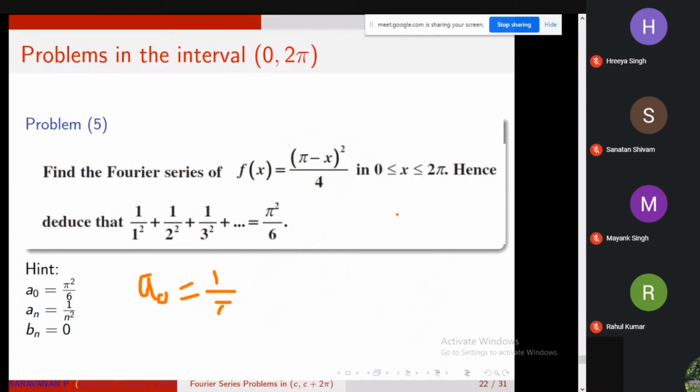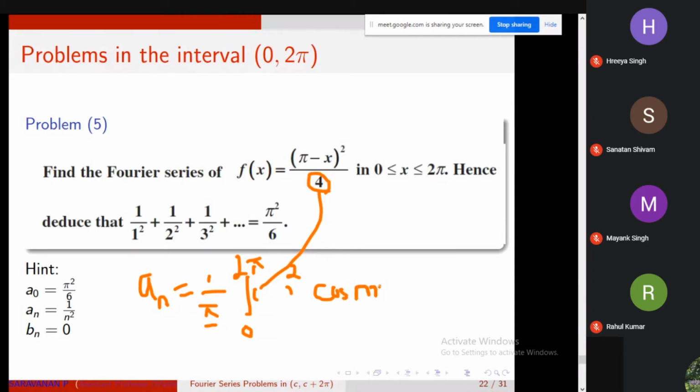Next, when you compute an, what is the formula for an? 1 by pi, integral 0 to 2 pi, f of x cos nx dx. In f of x, the 1 divided by 4 is a constant that you can take out. Then you will get pi minus x whole square into cos nx.